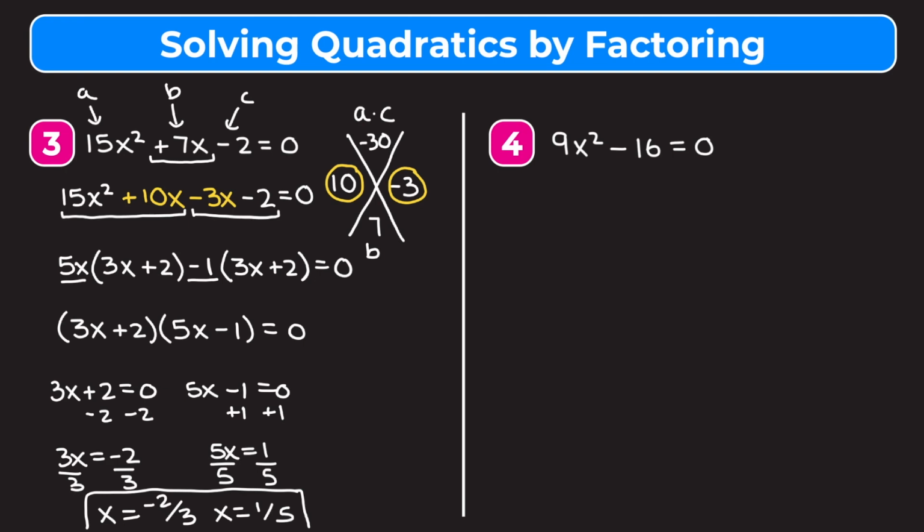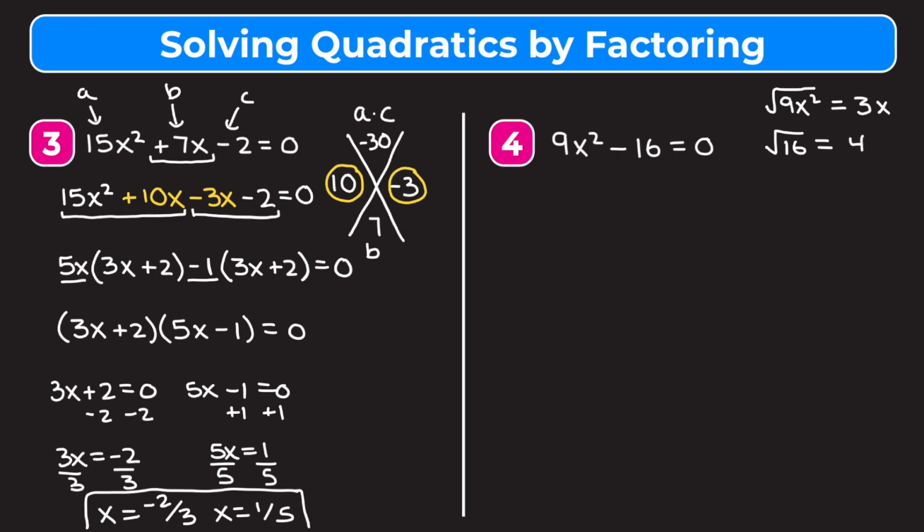So 9 has a nice square root, and I'm actually going to write it over here. So the square root of 9x squared has a nice square root. The square root of 9 is 3, and the square root of x squared is x. And 16 has a nice square root. The square root of 16 is 4. So we are taking the difference of two squares.